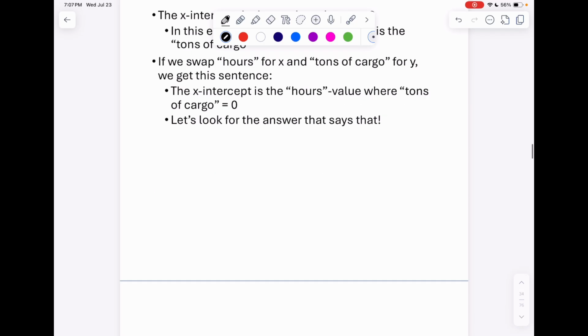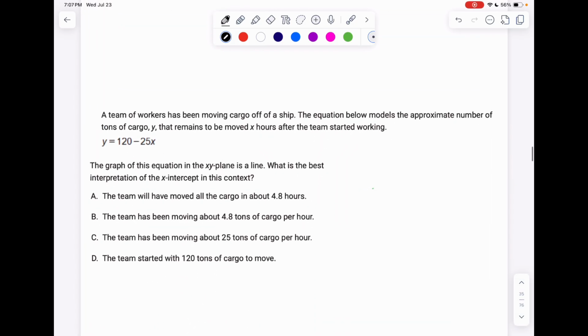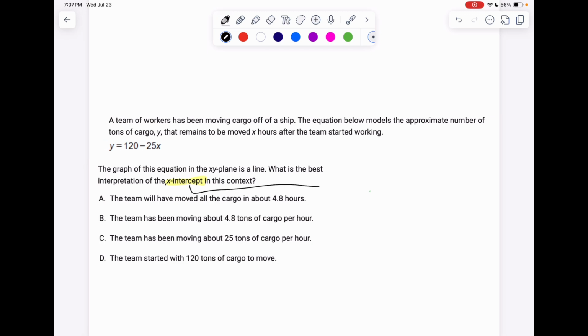So let's look at it again when we see that. Yes, we have that same problem. So again, what is the interpretation of the x-intercept? We know to call the x-intercept the x value where the y value is 0.